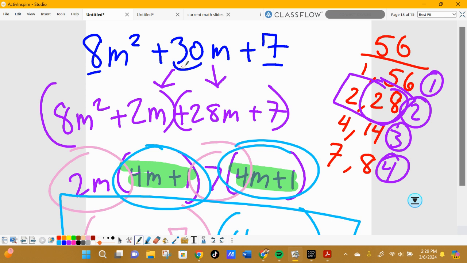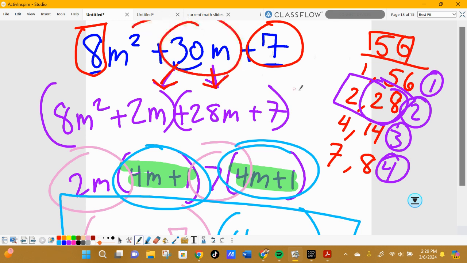The key thing is to always break this down into two things that add up to it. Look at the A and the C, the first and the last term. Multiply them, find factors that combine to this. Hopefully that makes sense. If not, I do apologize.